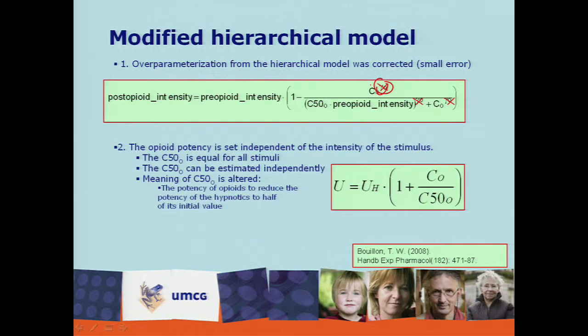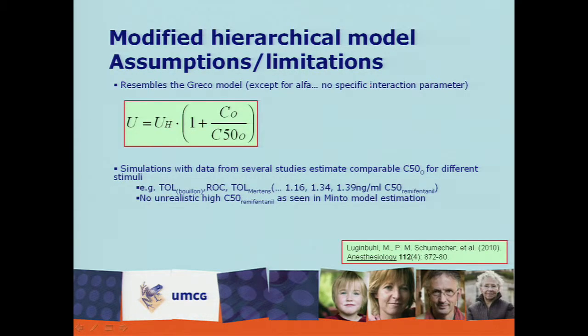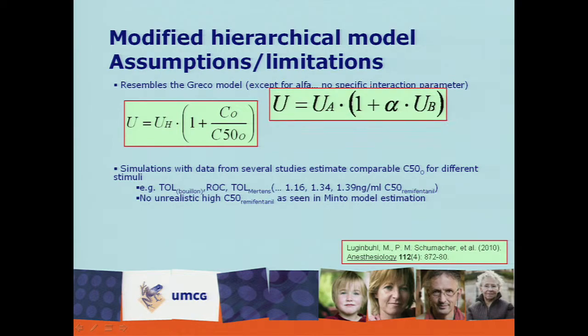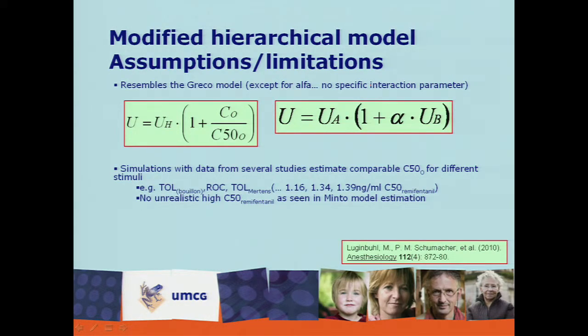So now in the final model that you will find in devices like Smart Pilot View, this system uses the modified hierarchical model with fewer parameters than the original model described in the literature. Well, we are back to where we started, because in fact, the modified Bouillon model is quite close to the original Greco model. So does it make any difference what we are doing?